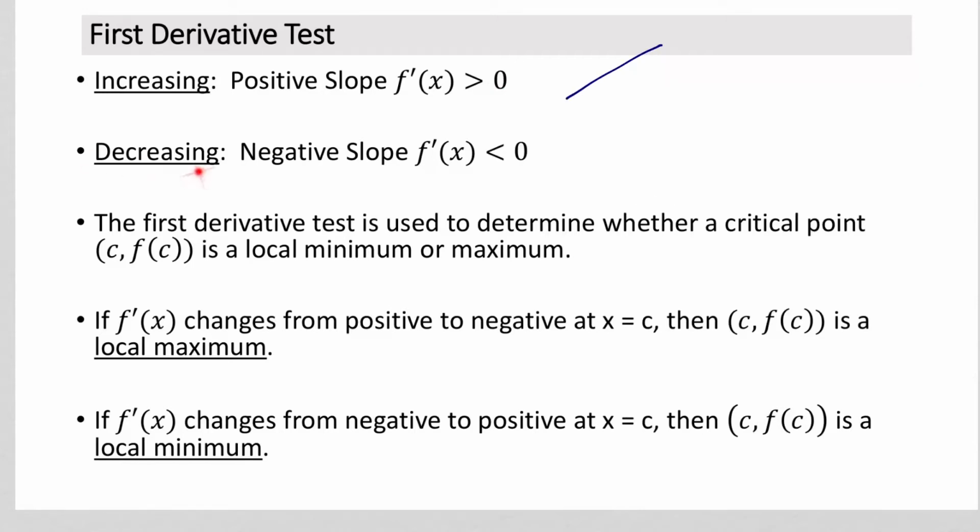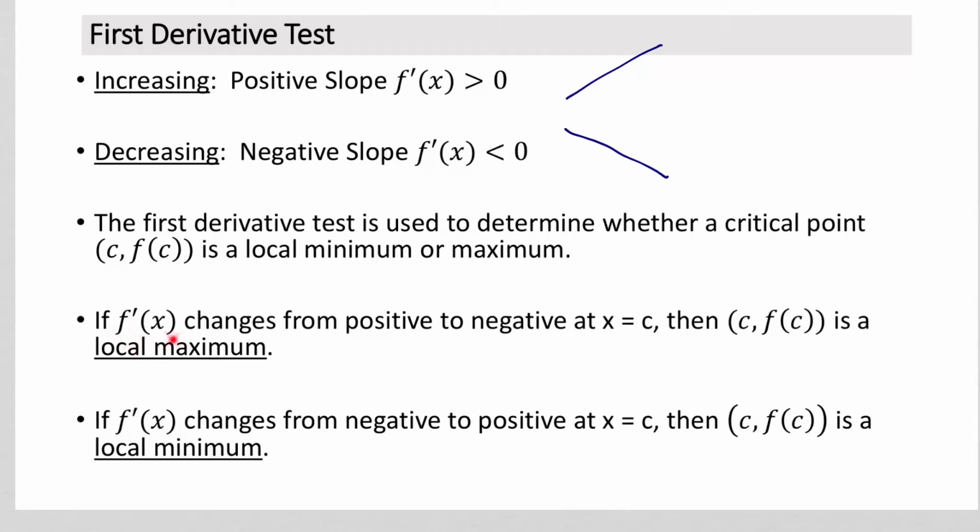If you have a decreasing graph, you would have a negative slope, and the sign of your first derivative would be negative, so that section of graph would look like that. So we can use the first derivative test to determine whether a critical point, c, f of c, is a local minimum or a local maximum on the graph.